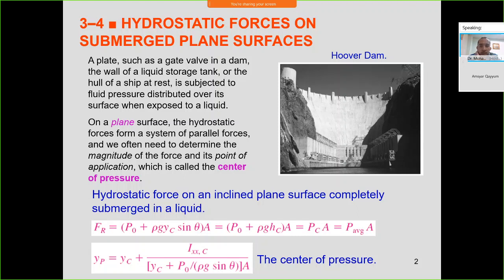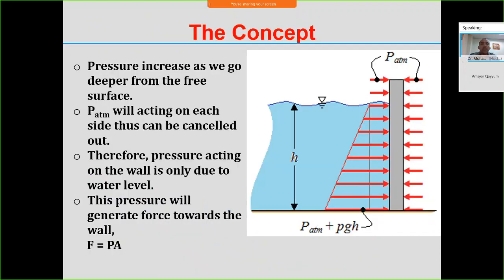Okay, so we already know that a plate such as a gate valve in a dam, the wall in liquid storage, or the hull of a ship at rest is subject to the fluid pressure distributed over its surface. In any plane surface, as long as it is submerged under the water, there will be a hydrostatic force on it. If it is a wall, like an aquarium or anything, there will be a hydrostatic force toward the plane. So the concept is simple.